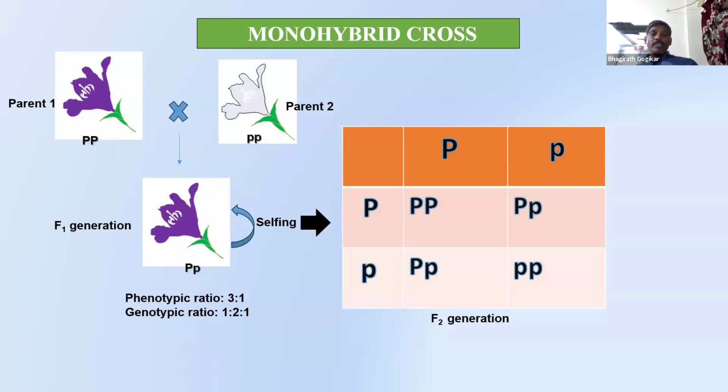So based on this simple logic, a law is expressed by Mendel. What is that? Law of dominance. Law of dominance means what? In the F1 generation, one of the parental characters is expressed. The other character is missing or masked. Such a phenomenon is called the law of dominance.